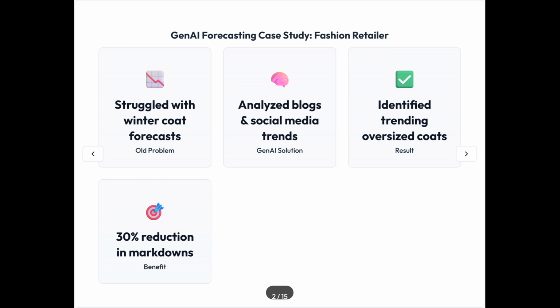Let's look at a case study. A fashion retailer struggled with forecasting winter coat sales. They tried a GenAI tool. The AI didn't just look at their past sales, it also analyzed fashion blogs and social media trends. It identified that a specific style of oversized coat was trending. It recommended increasing the order for that style. The company followed the advice. The oversized coat was a bestseller. They sold through their inventory with minimal leftover stock. This led to a 30% reduction in end-of-season markdowns.